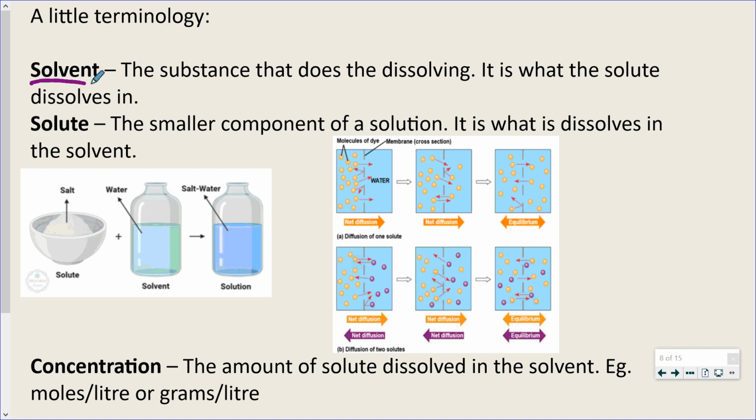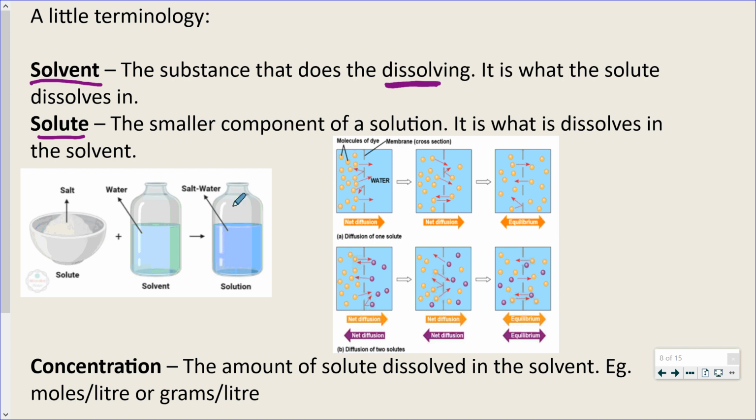A solvent is a substance that something else is dissolved in. So a solvent is what is doing the dissolving, and it's what a solute is mixed into and dissolves in. The solute is what is being dissolved. The solvent is typically the larger, and the solute is the smaller volume-wise.